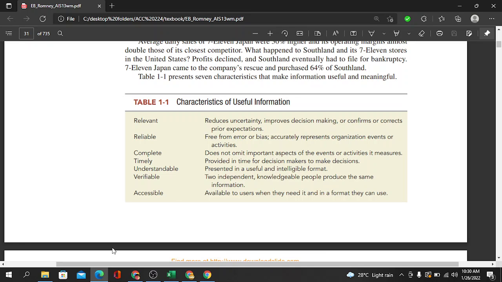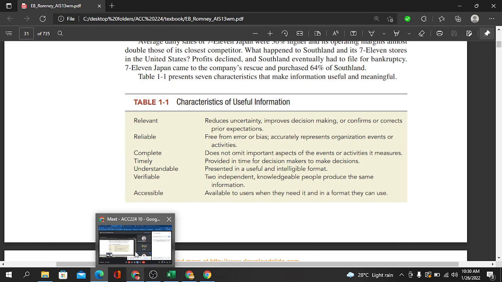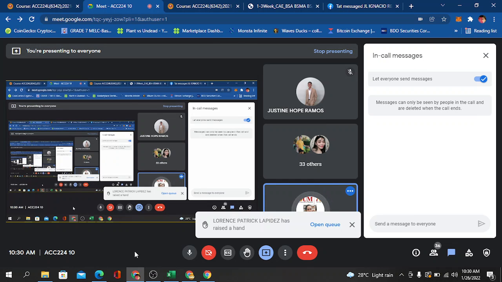But to be useful, the information must possess all these characteristics. So, it must be relevant, no? Mga, yes, may lapides.